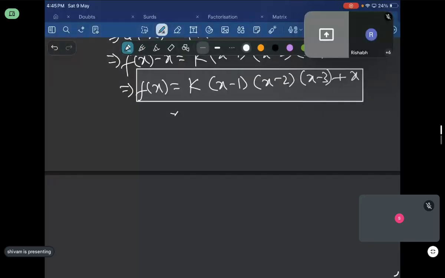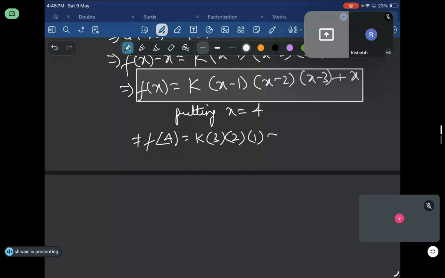Putting x equal to 4, f of 4 is equal to k into 3 into 2 into 1 plus 4. This implies k is equal to 1 by 6.